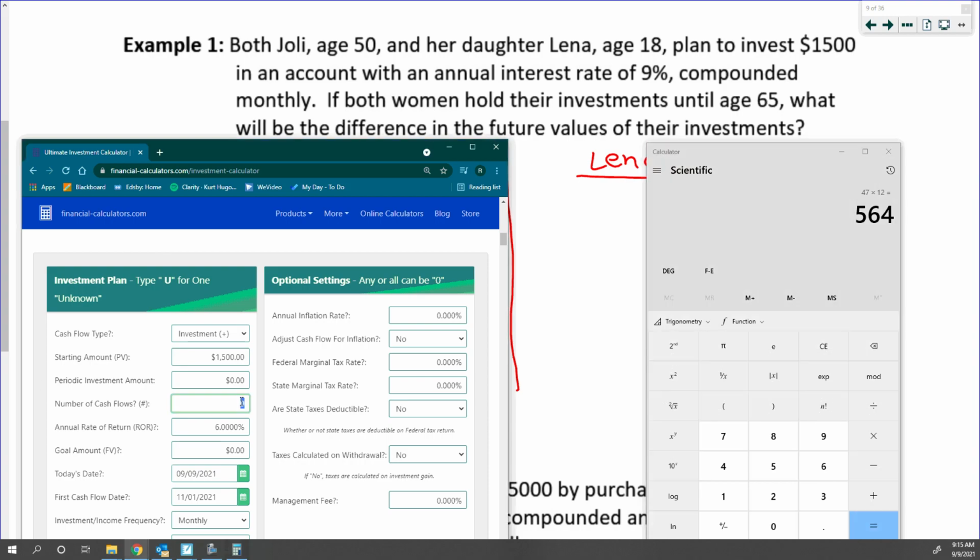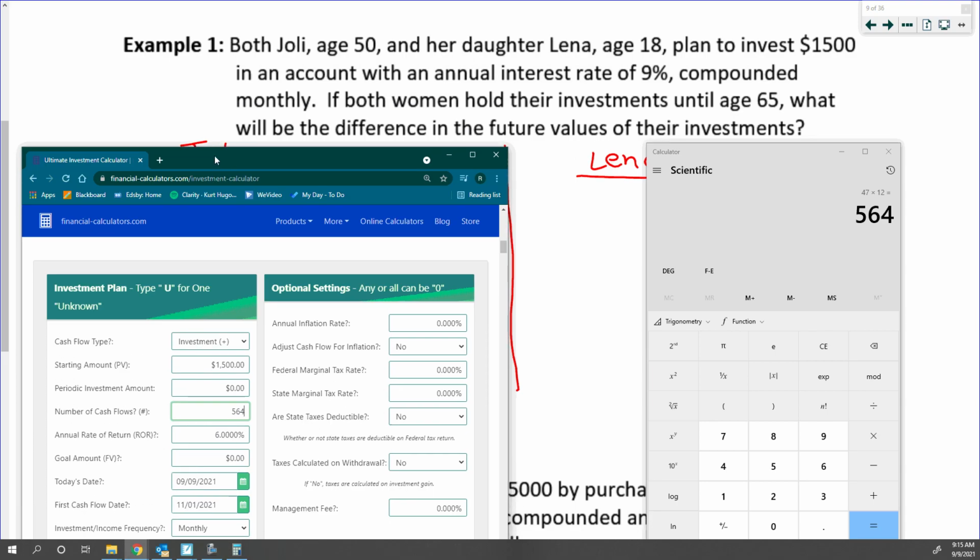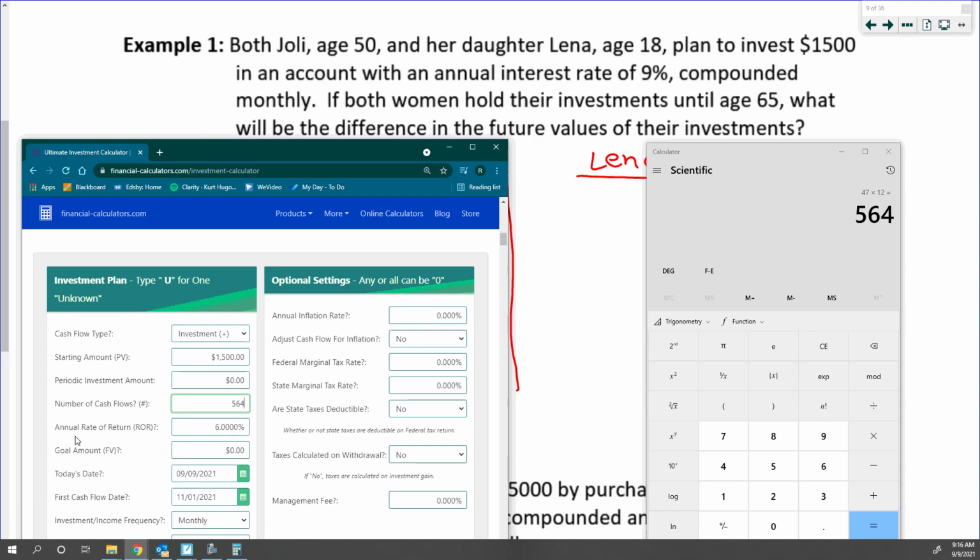So I'm going to add that to my number of cash flows. My interest rate is 9%. And when you punch it into this calculator, you leave it at 9%. The goal amount is unknown because that's where we're calculating the end result.